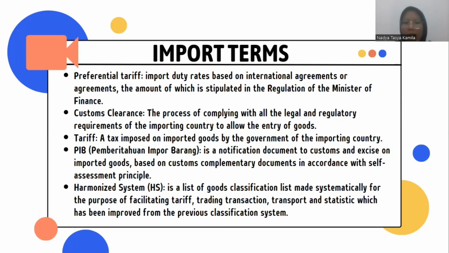PIB or Pemberitahuan Impor Barang is a notification document to customs and excise on imported goods based on customs complementary documents in accordance with the self-assessment principle. Harmonized system, a list of goods classification made systematically for the purpose of facilitating tariff, trading transaction, transport, and statistics, which has been improved from the previous classification system.